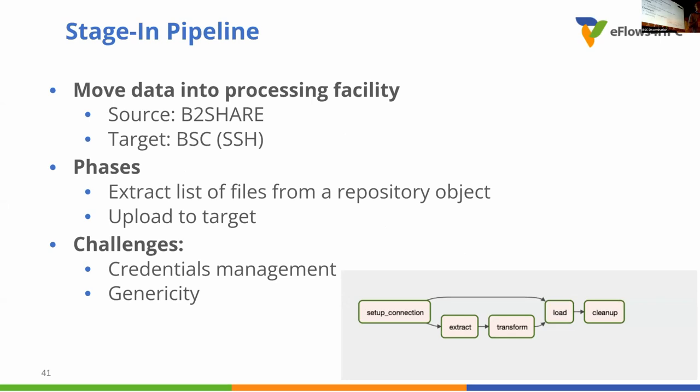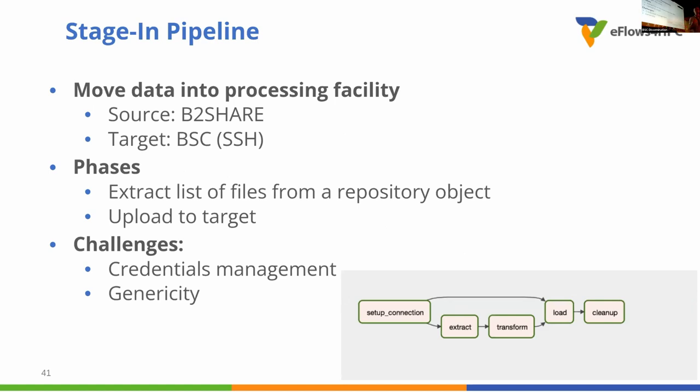I will just pick one of them. So one of those pipelines, this is the stage in pipeline. Making it a little bit more concrete, we take the data from B2SHARE. This is a data repository created in the EUDAT project, and right now run by the EUDAT infrastructure. And the target location is the BSC, which we access through SSH. So I include an overview of the tasks.